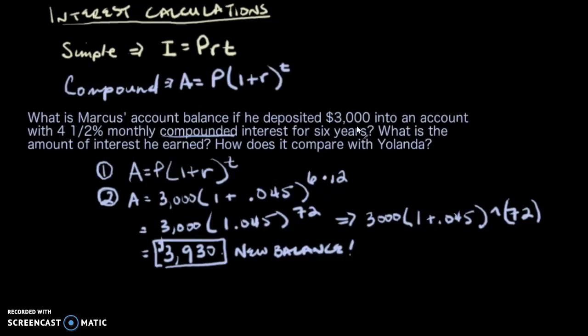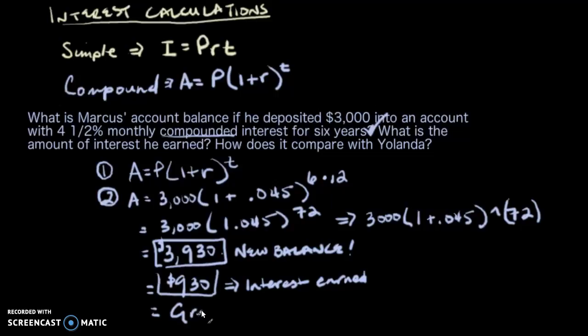So we got the account balance. And what is the amount of interest he earned? Well, that's going to be $930 because he started with 3,000. Now he has 3,930. So the difference right here is the interest earned. And how does that compare with Yolanda? It's greater interest.